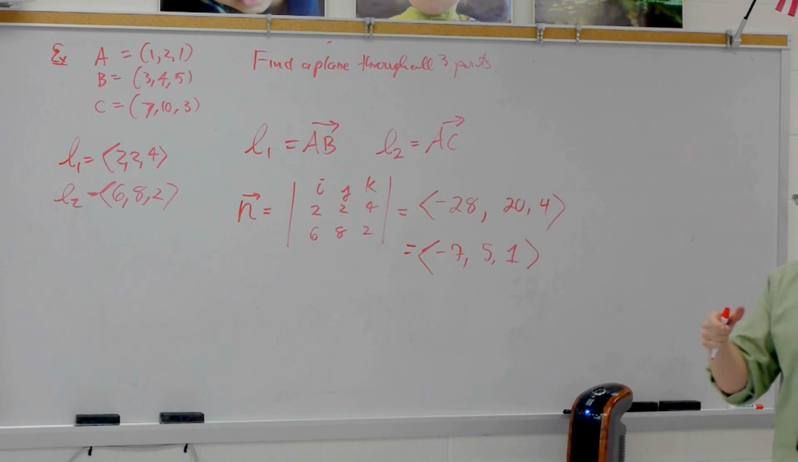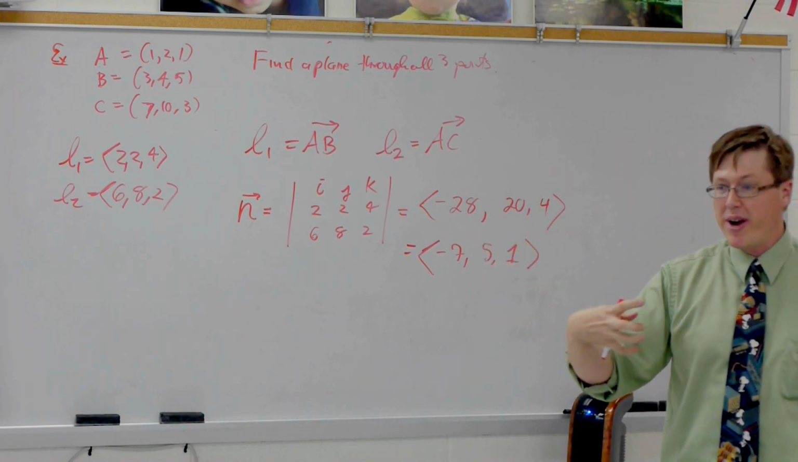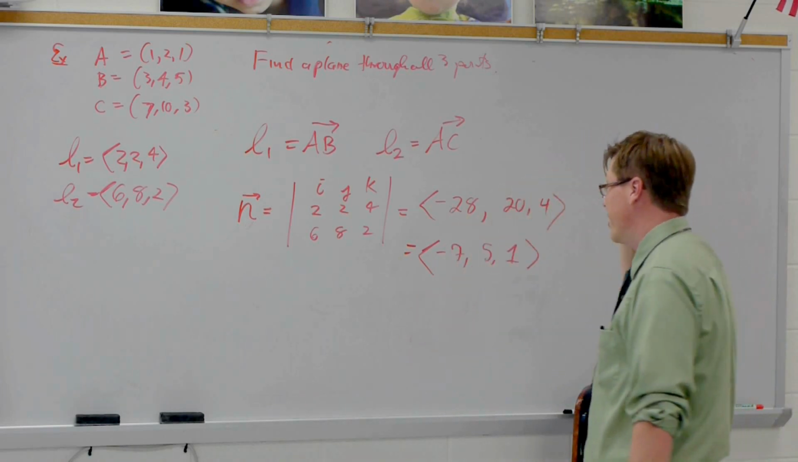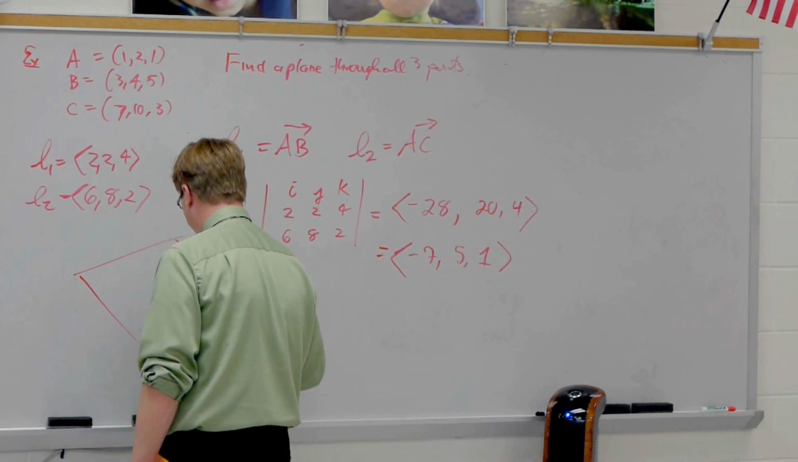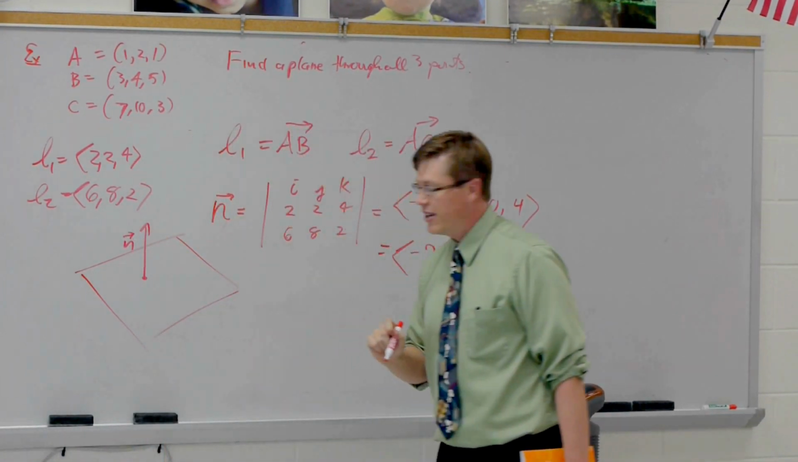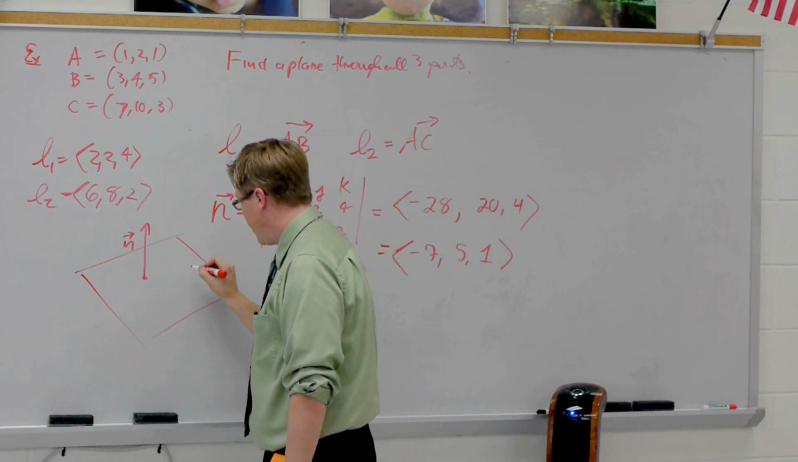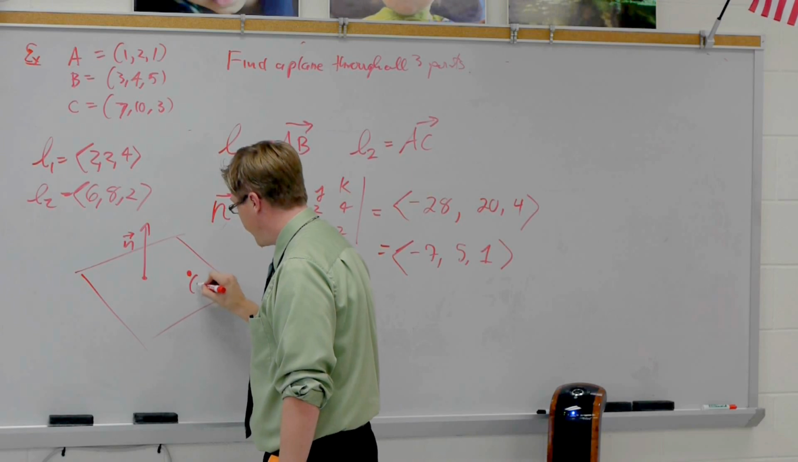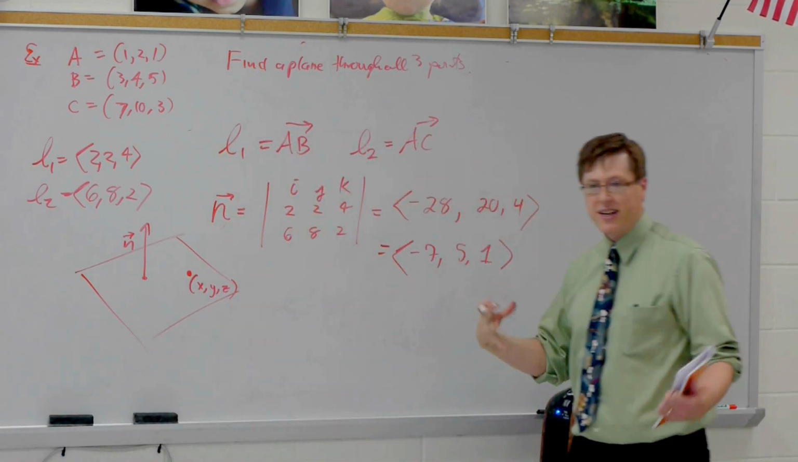Okay, so that's the normal vector to this plane. Well, it's still not an equation. I want an equation for the plane. So I'll copy my little picture over here. Here's my normal vector. Now for this to be an equation, I should be able to take any point, x, y, z, some point in the plane. I need some equation.